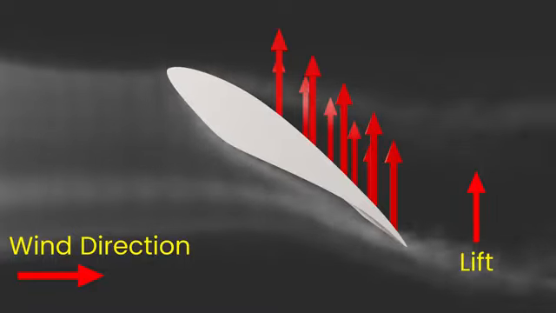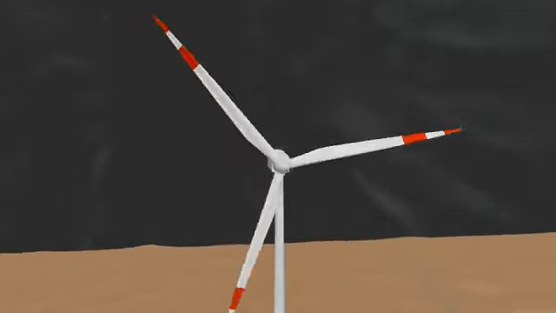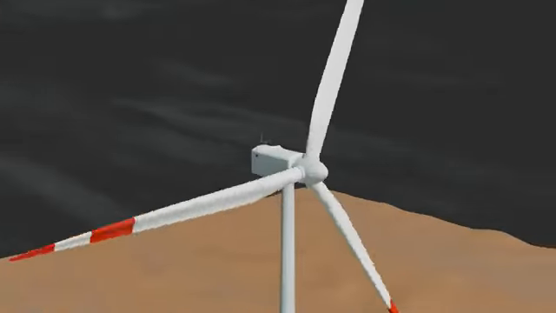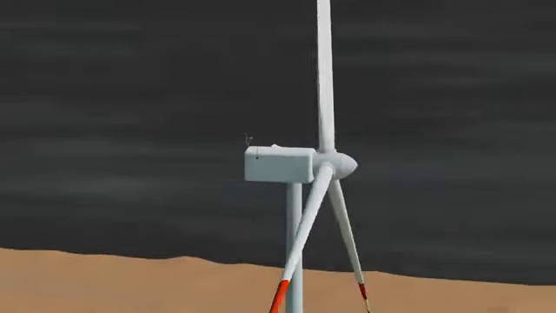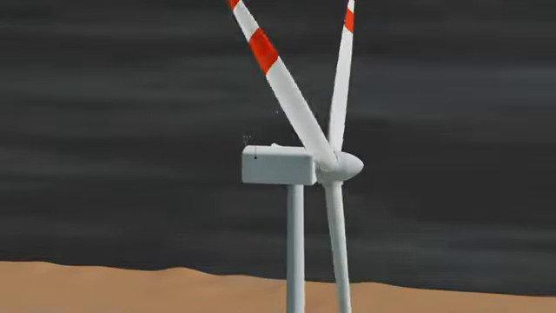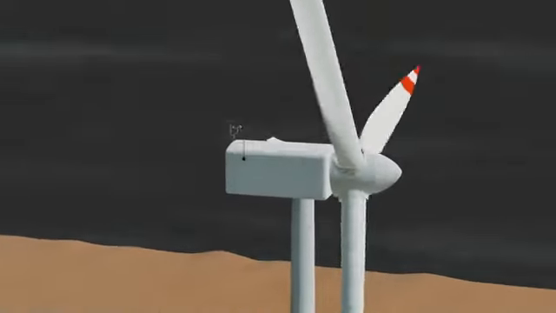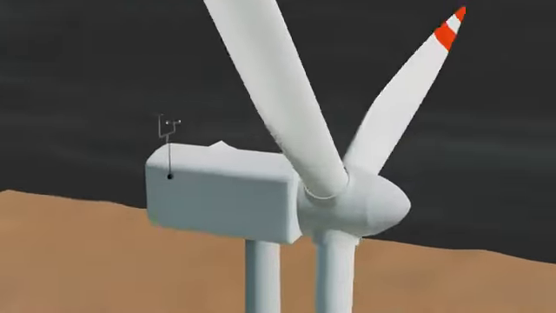Lift force is perpendicular to the wind direction and is the primary force that rotates the blade. Drag force opposes the motion of the blade. Drag is caused by friction and pressure differences along the blade surface as air molecules interact with the blade. Now, let's understand the blade's terminology to better comprehend its shape and function.